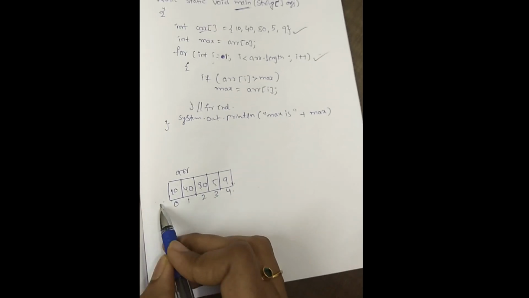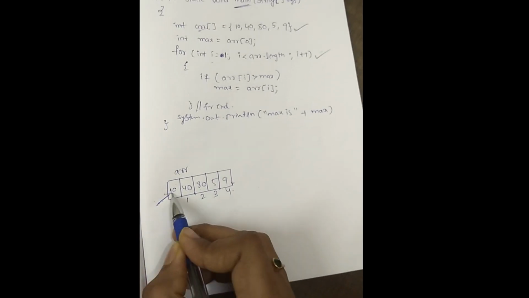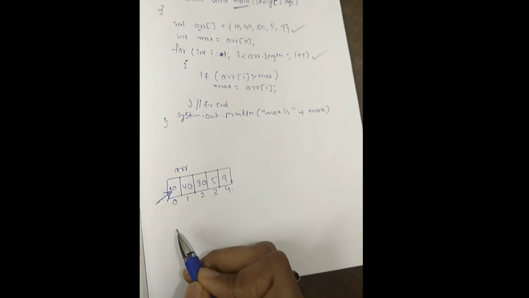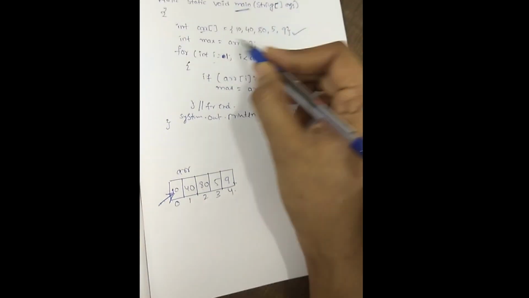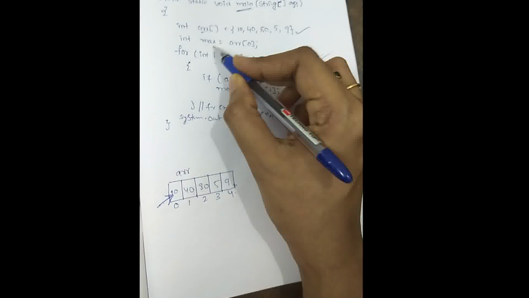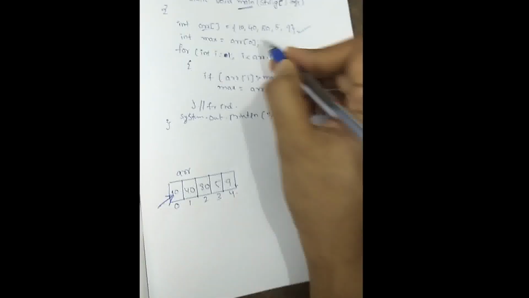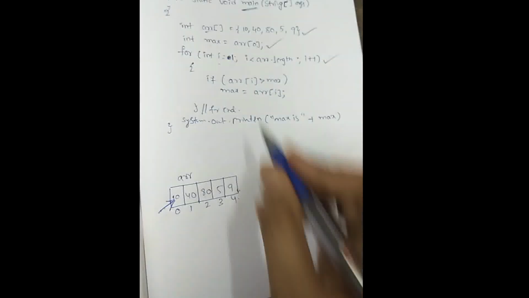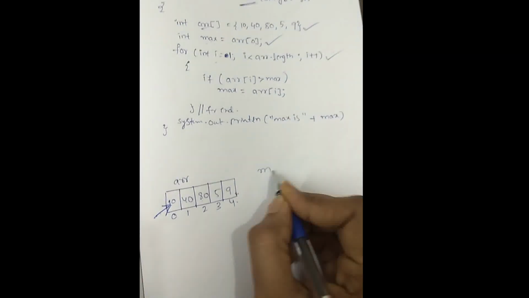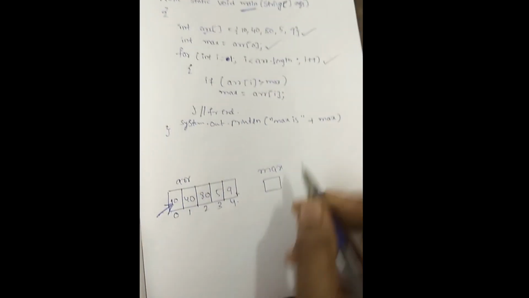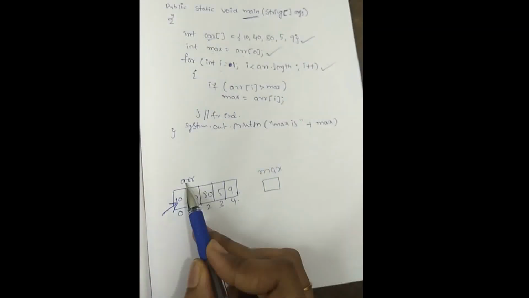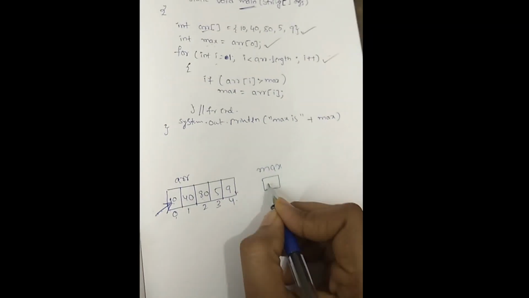So first we will just assume 10 is the maximum number, right? For that I have given max is equal to ARR of 0. Just execute this step now. What is the variable here? Max. And what is it storing? ARR of 0. ARR of 0 is 10 and it is stored here.